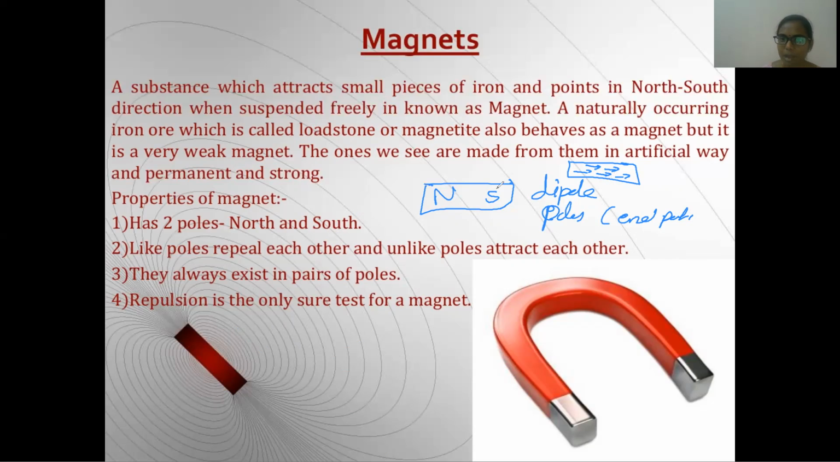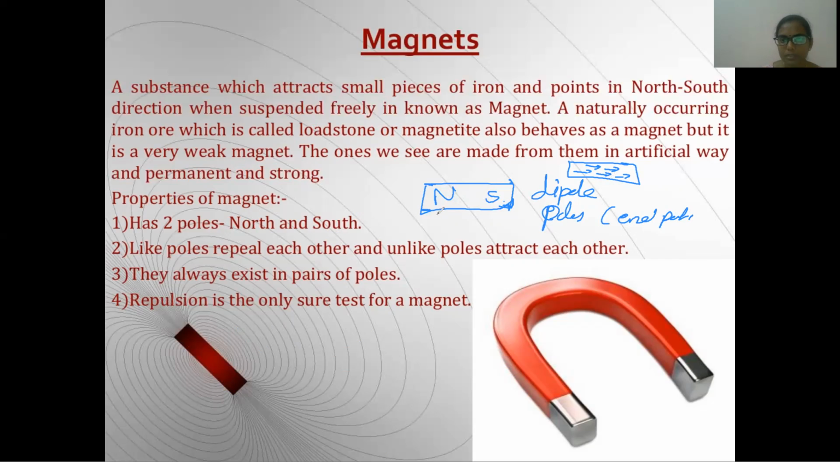Right, children? See, this is a magnet. It will always have end points. Suppose you take any material, definitely it has two end points. Like that, a magnet also has two end points, one is the north pole and the other is the south pole of a magnet.